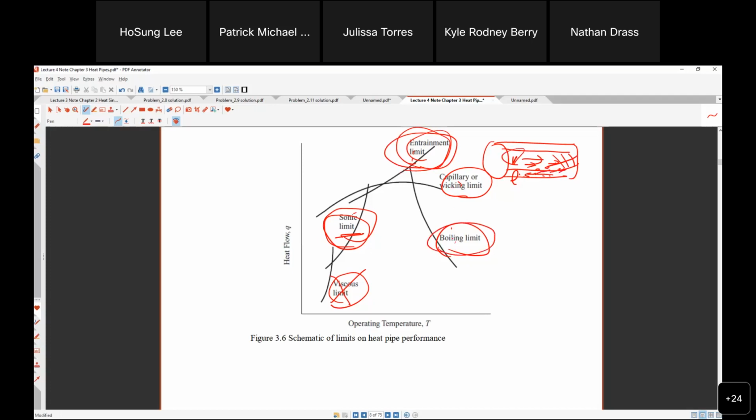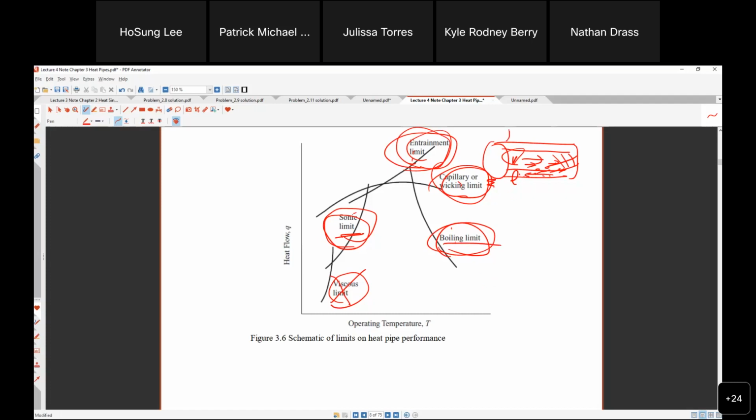And then boiling. Capillary we will discuss. There is a limitation, capillary, okay? The size, we will discuss. But what is boiling? I think it's a little difficult to understand.